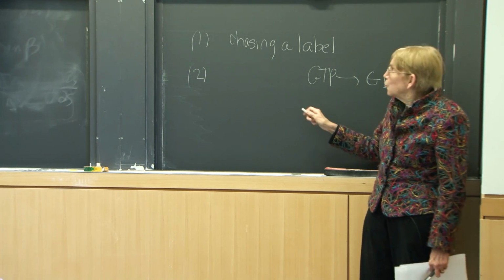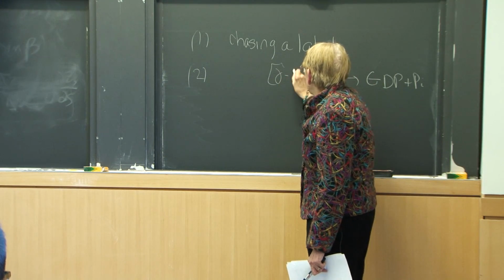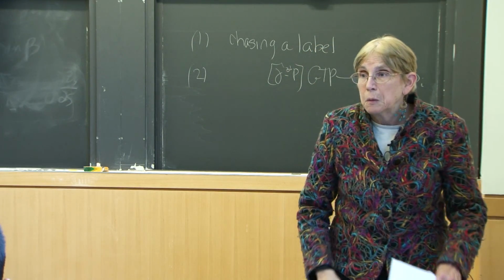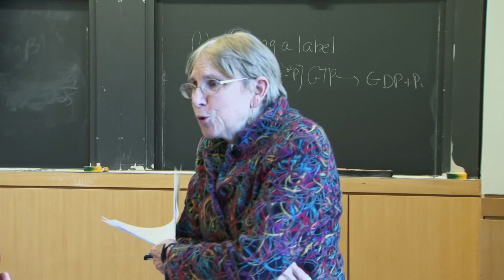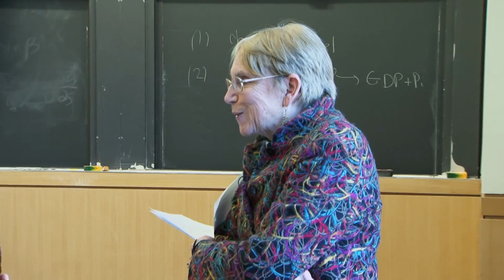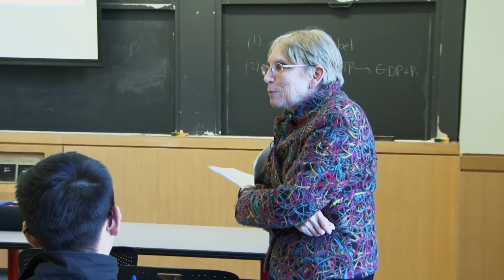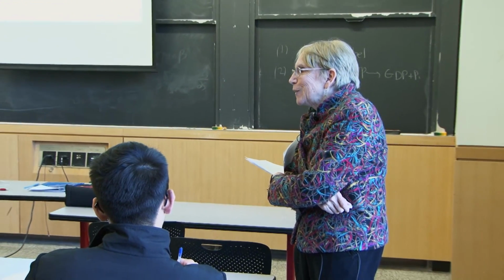Why do we want to use gamma P32 labeled ATP? And how do we use this in analysis? Did you even know that we're using gamma P32 labeled GTP? How many knew that? Anybody read that in the methods section?